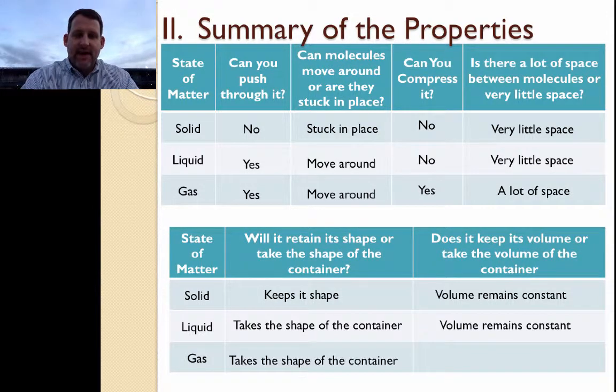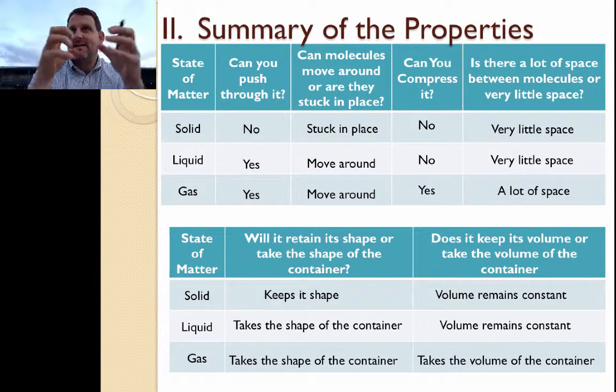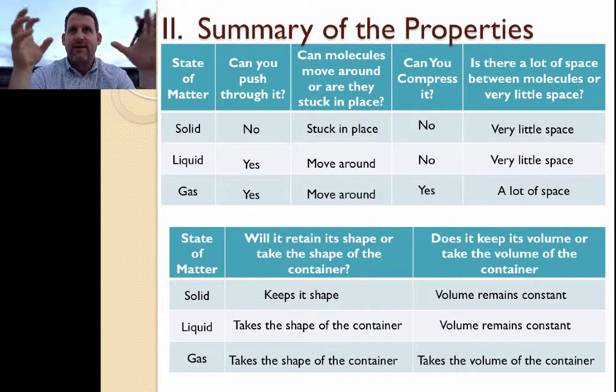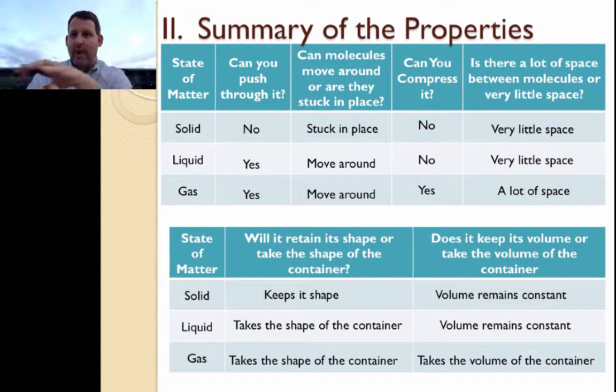And will it take the shape of the container? Yes, it takes the shape of the container because they're just moving all over the place. And does it keep its volume? It does not. It takes the volume of the container. So that tells us that gas particles must not stick together very well, because they're constantly spreading out all over the place. They just go in all directions. Whereas a liquid, they stay clumped together. I mean, they can flow around each other, but they can't totally escape each other. Whereas a gas, they can.